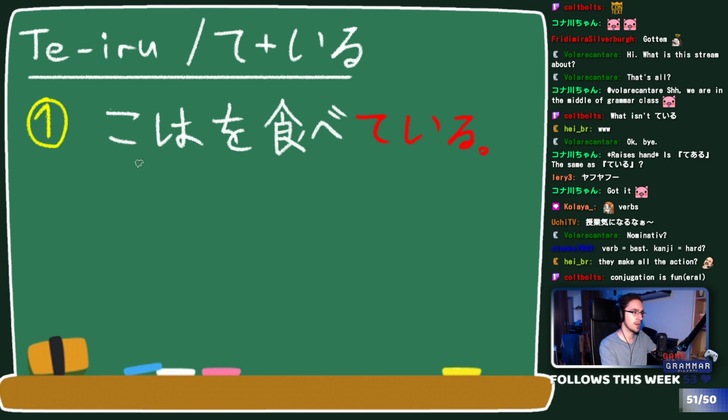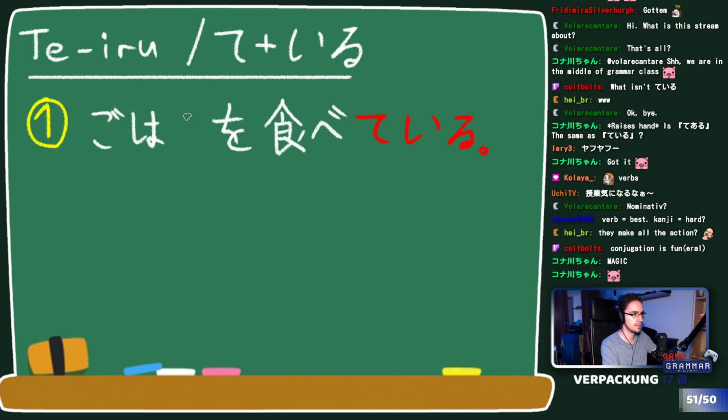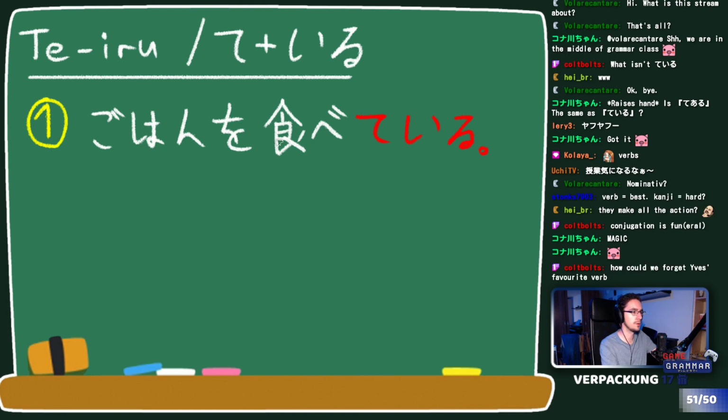Tabeteiru. Okay. I forgot the duck thing here. Gohan. Wait, I actually forgot a bunch of stuff. I hope I don't mess this up too bad today because probably. There you go. Gohan o tabeteiru. There you go. Eve's favorite verb. I don't really have a favorite verb, I would say. There's some fun ones. Tawamureru is pretty fun. Means to frolic.